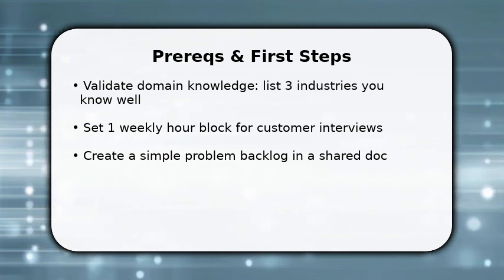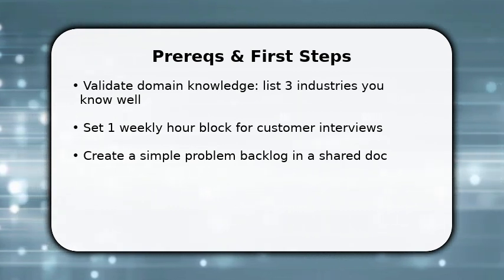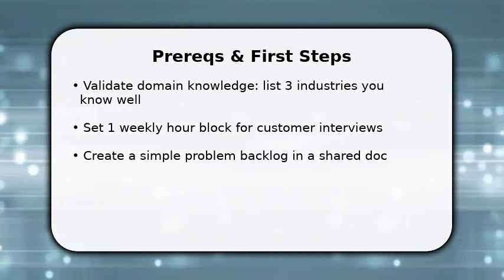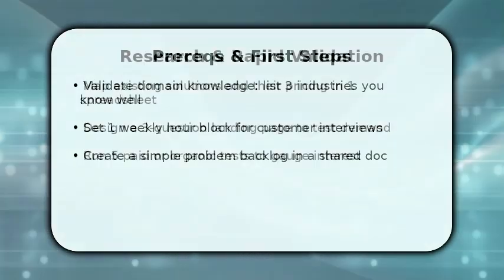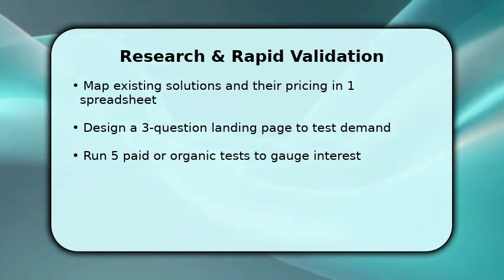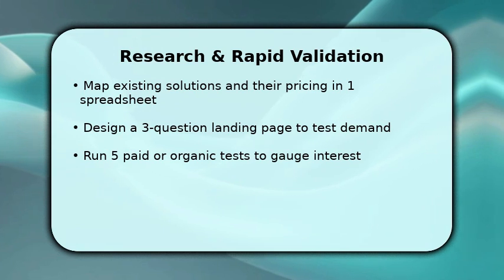Once done, capture every problem in a shared backlog and tag frequency and severity. This gives you raw data to prioritize ideas fast and prevent spinning on vague concepts. Now you compare and test. Start by mapping competitors, features, pricing, gaps. Do this in one spreadsheet so comparisons are immediate.